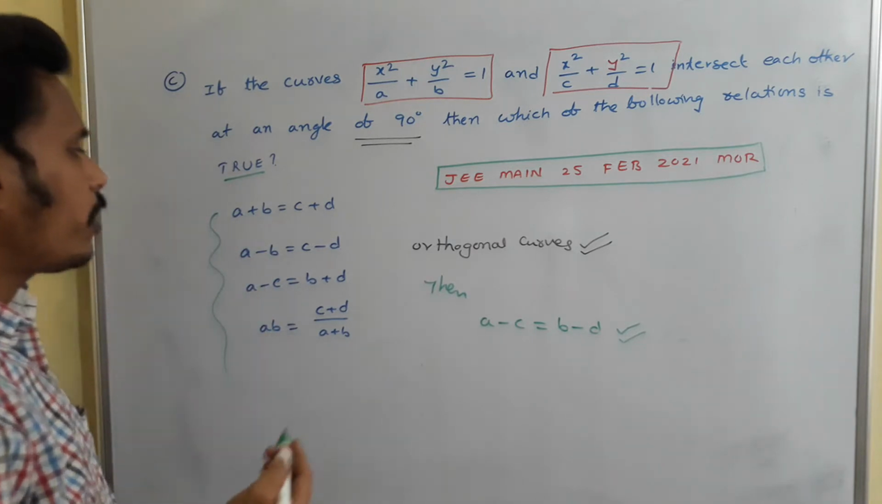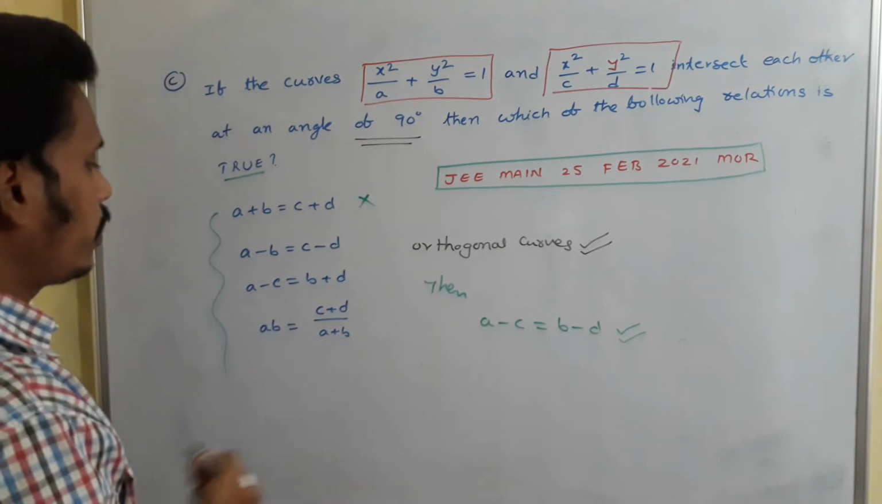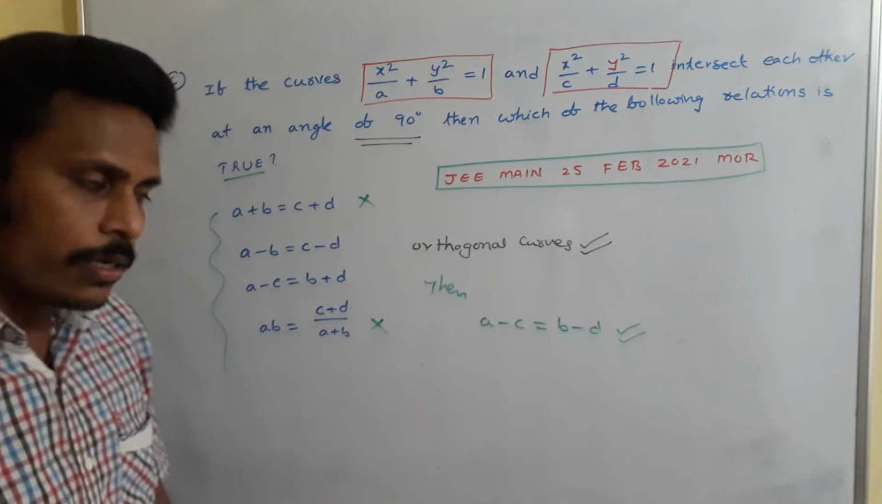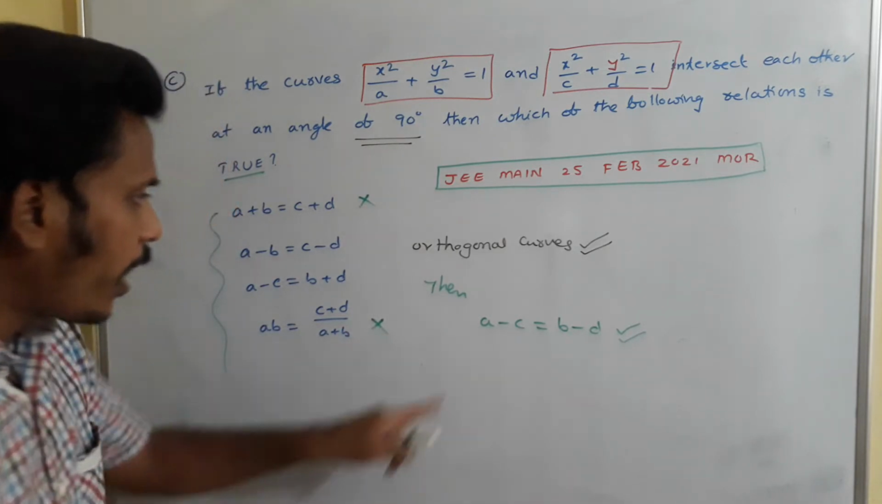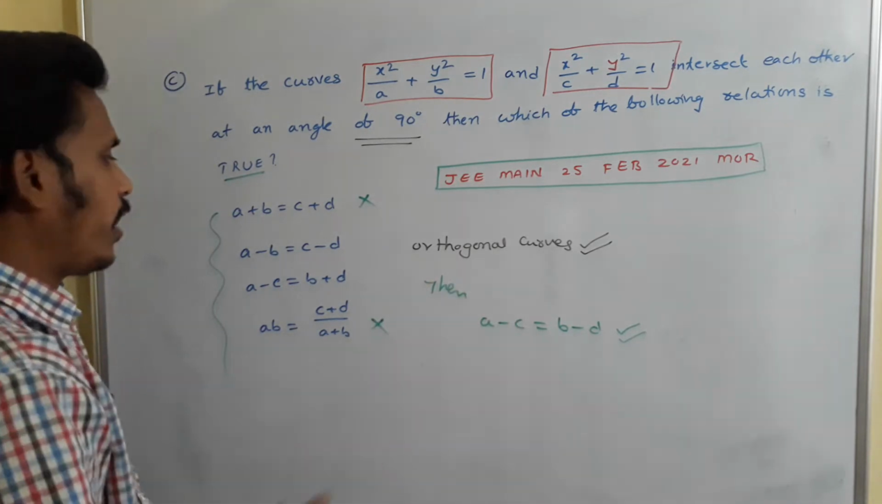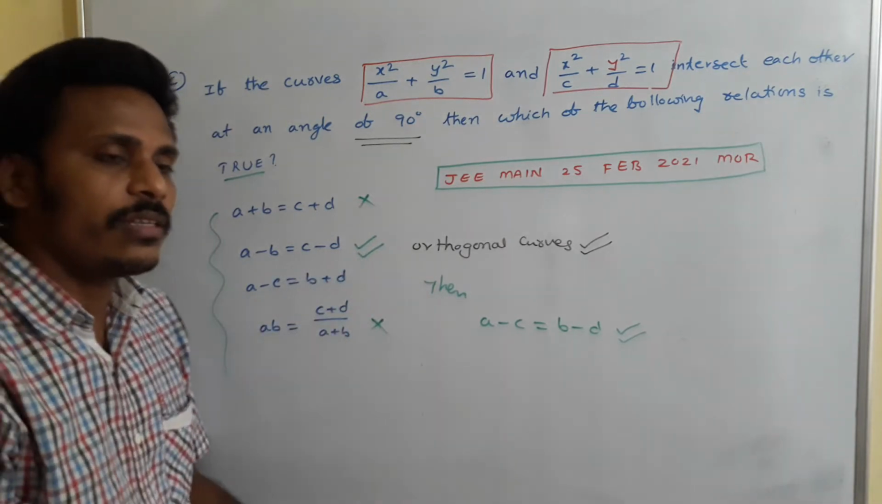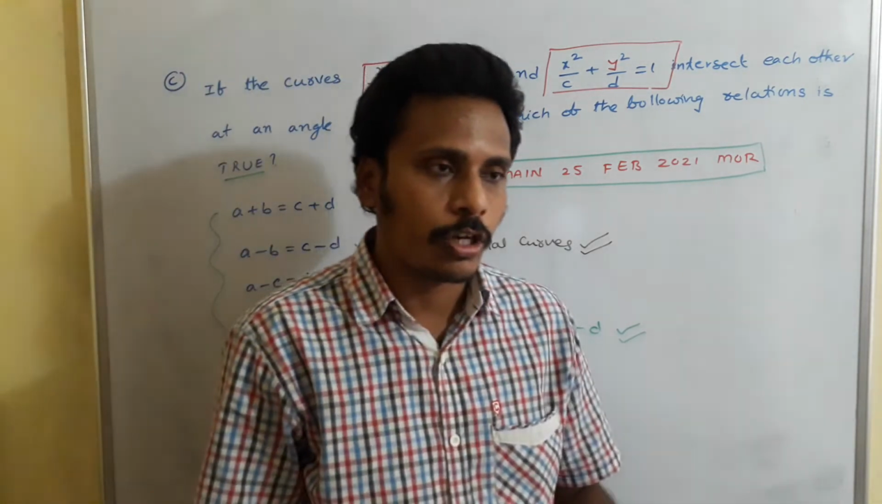Based on that, we need to identify the true relation from these four options. If you observe, this is a wrong relation, and this is also a wrong relation. So we are searching for a minus c is equal to b minus d. Send b this side and c that side. You will get that a minus b is equal to c minus d. This is the correct option for this particular question.